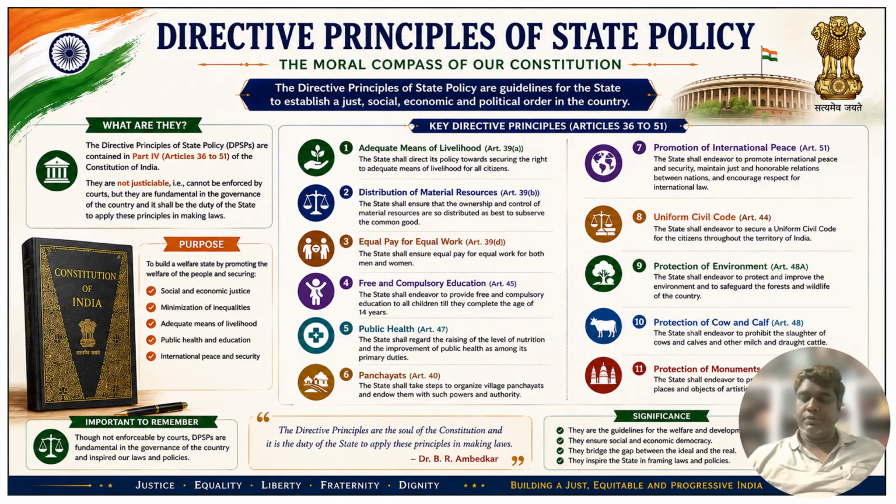Examples of directive principles: adequate means of livelihood, Article 39A. The state should work towards securing adequate means of livelihood for citizens. Distribution of material resources, Article 39B. Resources should be distributed in a manner that serves the common good. Equal pay for equal work. The state should promote equal pay for equal work for men and women.